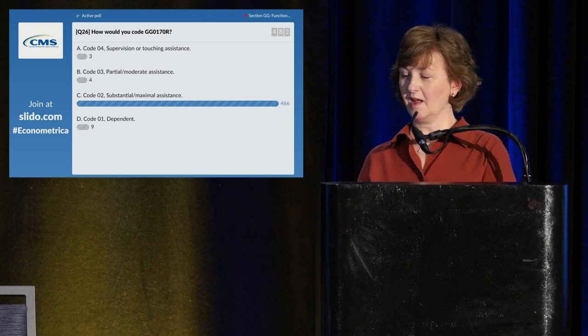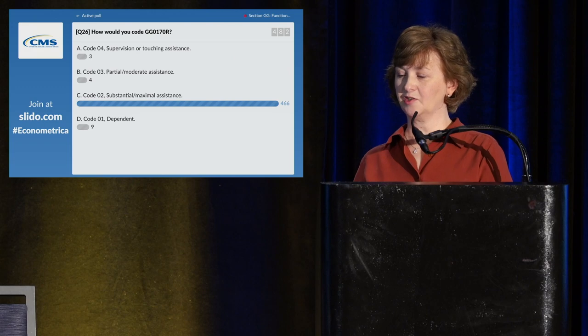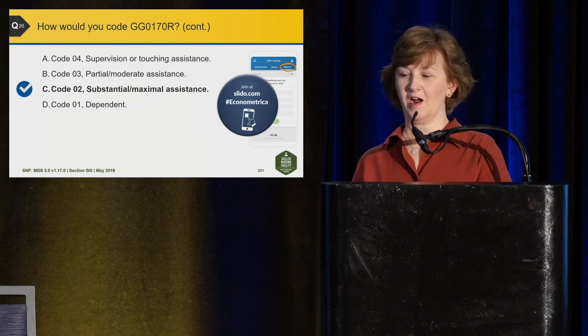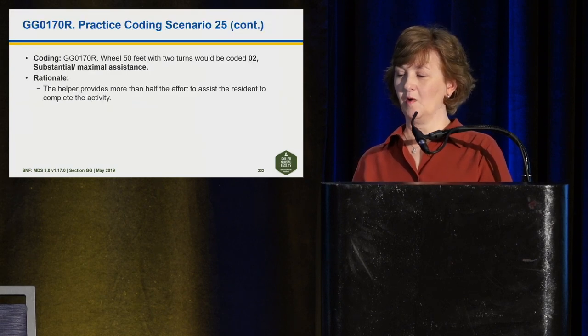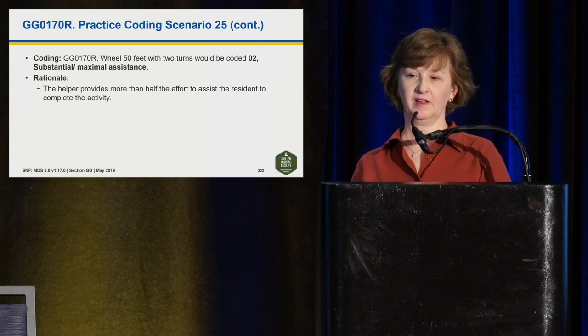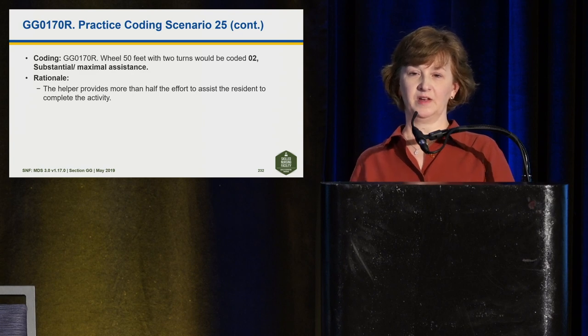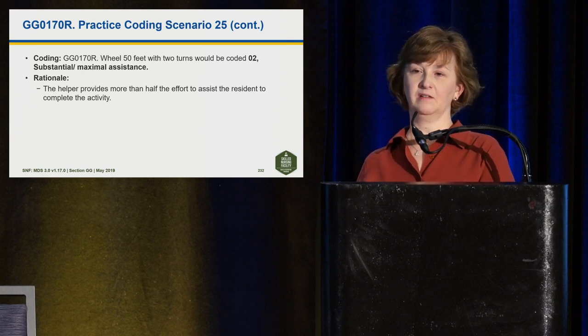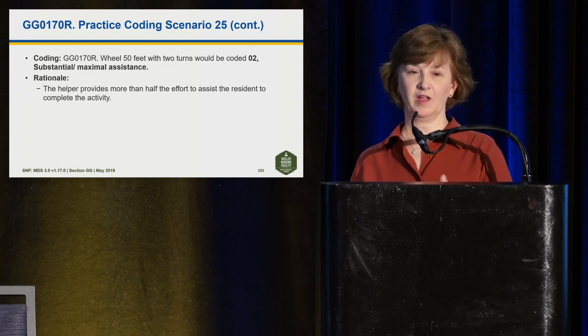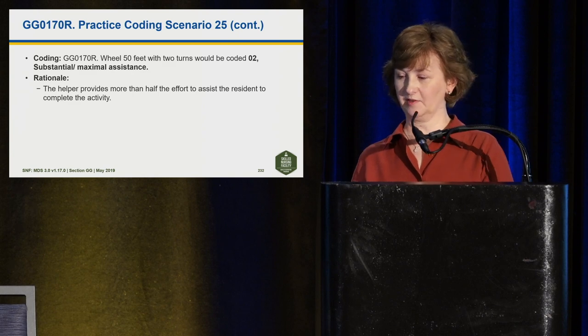Okay, looks like most of you coded two, substantial maximal assistance, so let's see what the correct response is, and you are correct, two. So the rationale here is that the helper provided more than half of the effort. Basically in this instance, the resident went 10 feet, the helper did basically the effort for 40 feet, and so the helper was doing more than half of the effort.